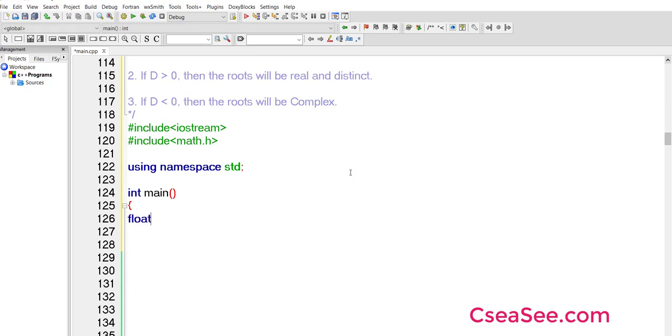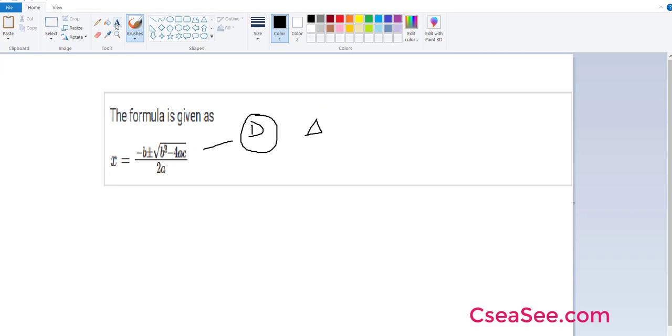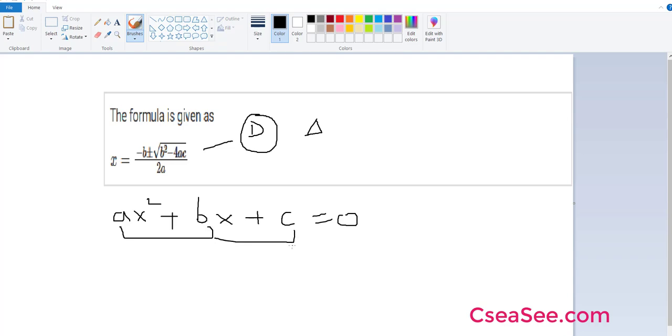When a quadratic equation is given, the form of the quadratic equation would be as follows. Let me just show that to you. The form would be ax squared plus bx plus c. This is the form of a quadratic equation, and that will be equated to 0. Now a, b and c, this is the input that the user will have to give. Okay, this is from the user.